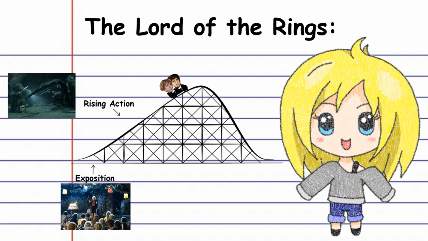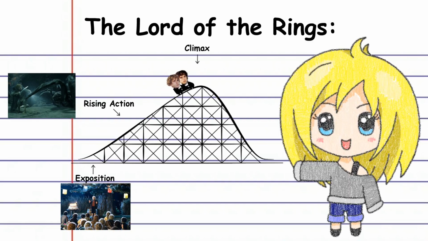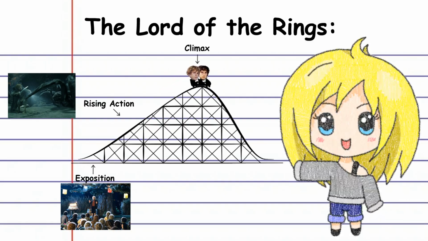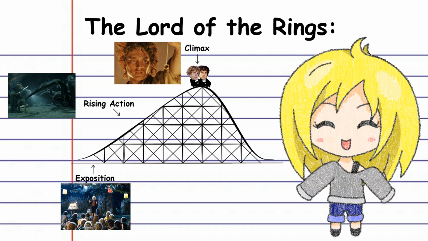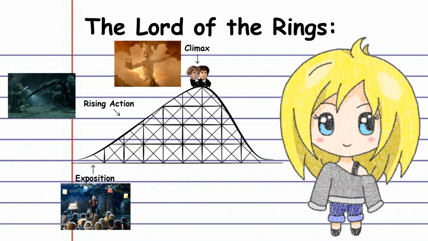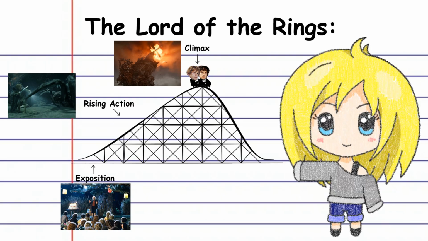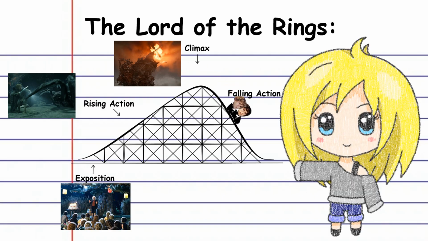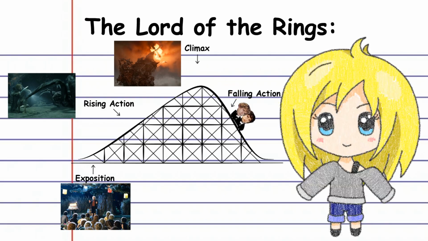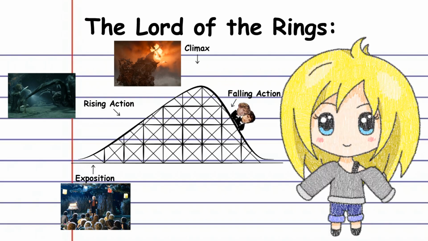Our characters' lives are in more and more danger until we get to our story's climax, which is the Battle of the Black Gate, where Frodo finally destroys the ring, or I guess technically Gollum destroys the ring, and Sauron and his armies are defeated. Once the battle is over, you have our falling action. Important things are still going on, but things are steadily getting back to normal.